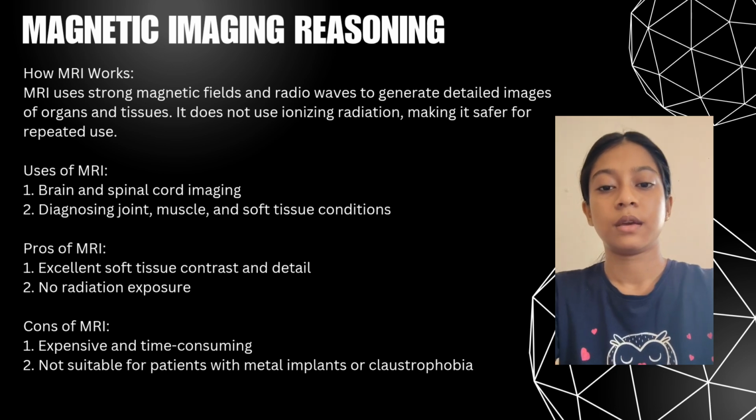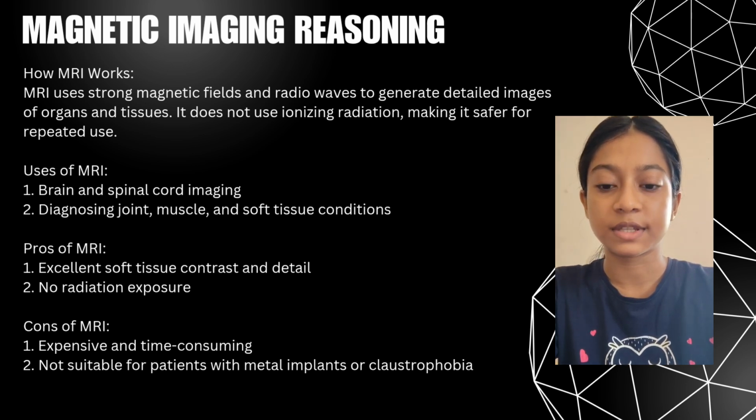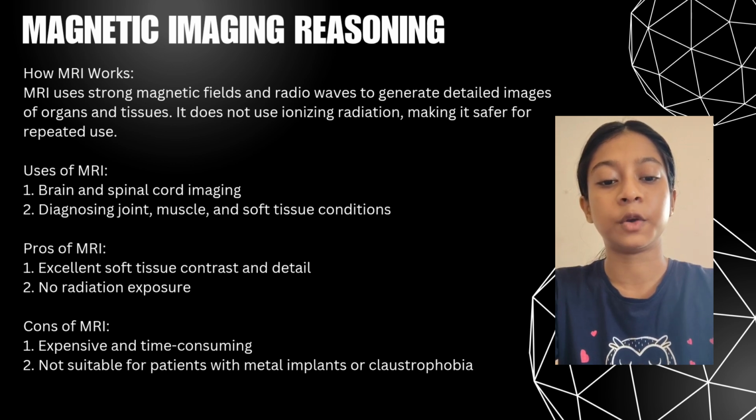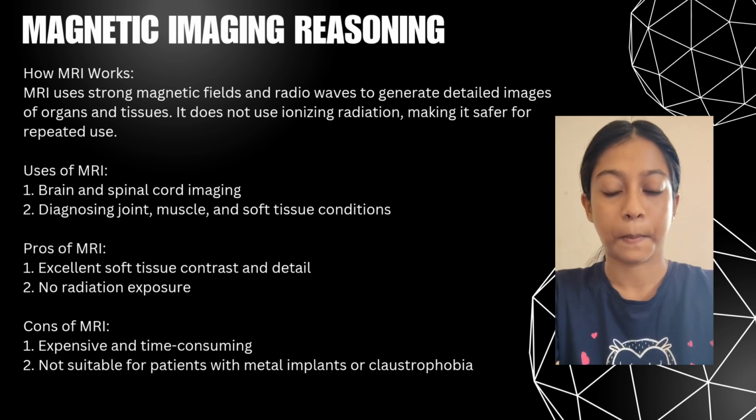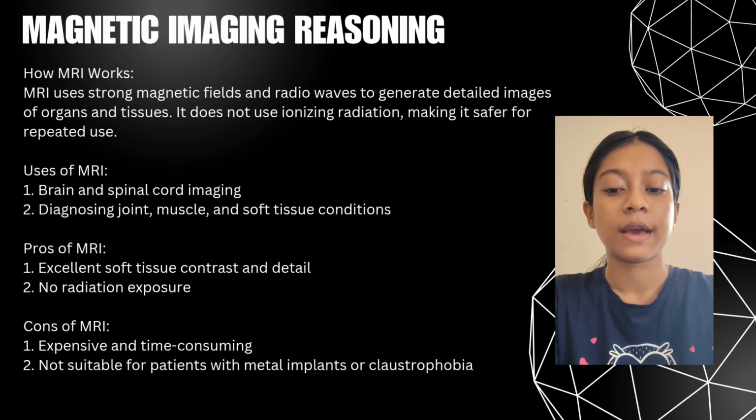Uses: diagnosing a widening range of conditions affecting the brain, spinal cord, muscles, joints, heart, blood vessels, organs and breasts. Useful for detecting tumors, injuries, infections and other abnormalities. Advantages: no ionizing radiation, excellent detail in soft tissues, images can be taken in any direction. Disadvantages: expensive, long scan times, can cause issues for people with certain metallic implants, loud, can be claustrophobic.